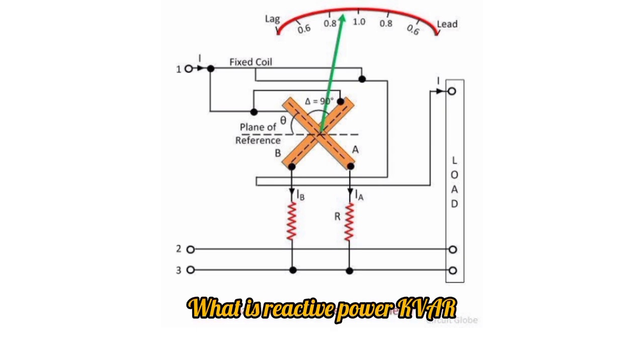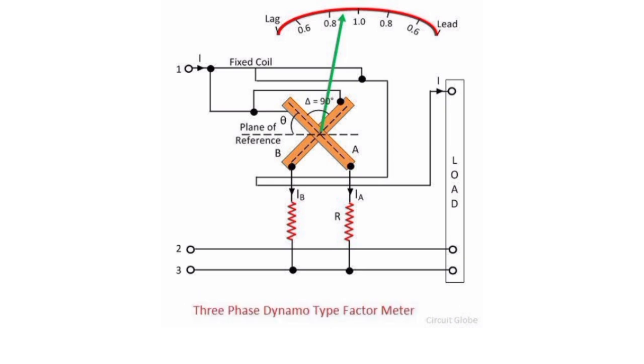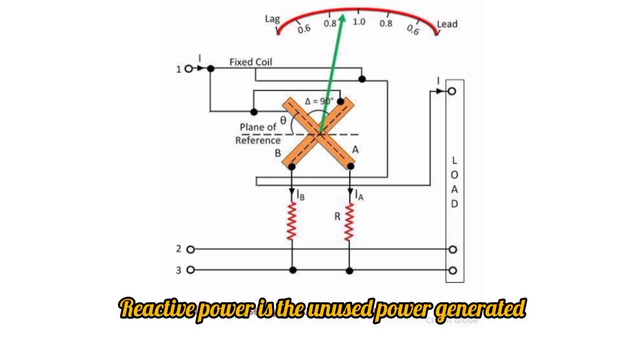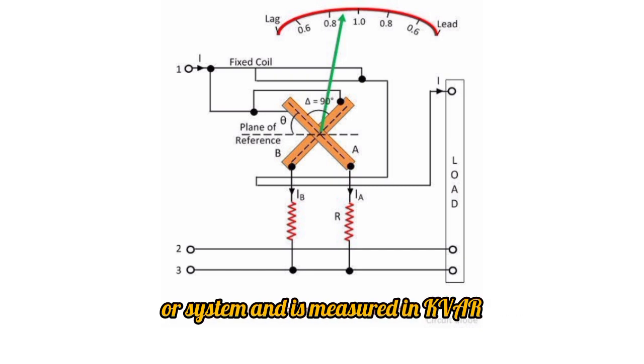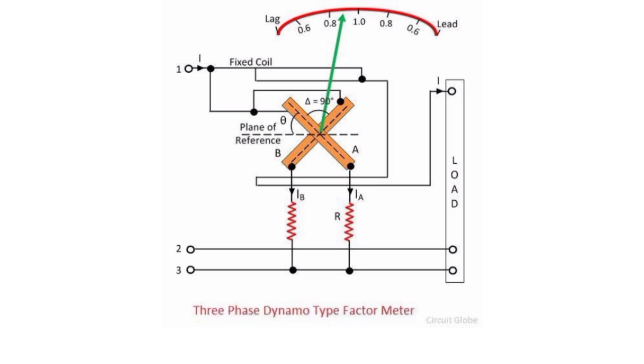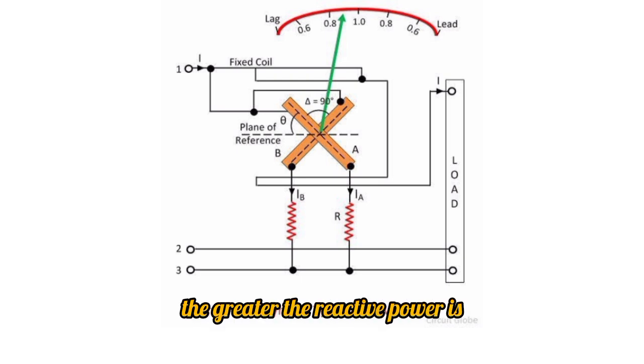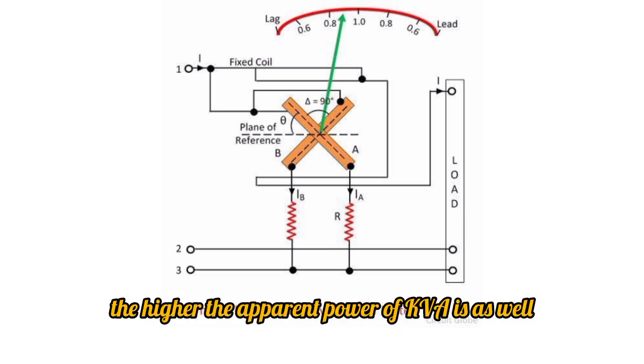What is reactive power, kVAR? Reactive power is the unused power generated by reactive components in an AC circuit or system, and is measured in kVAR. In terms of the power factor, the greater the reactive power is, the higher the apparent power, kVA, is as well.